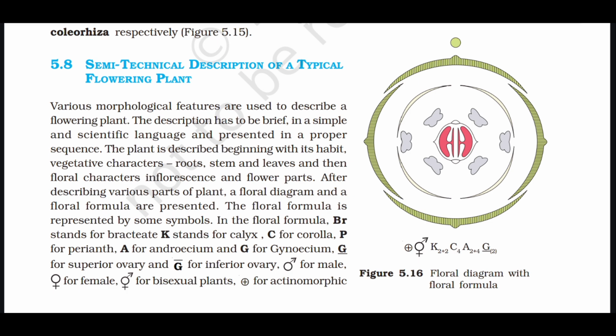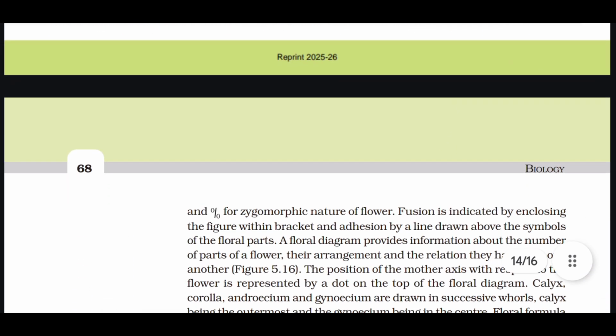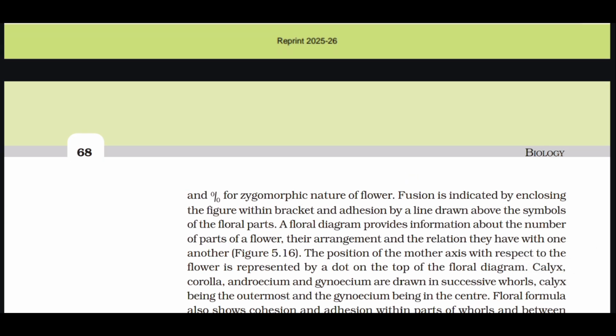The floral formula is represented by some symbols. In the floral formula, Br stands for bracteate, K stands for calyx, C for corolla, P for perianth, A for androecium, and G for gynoecium. G with a dash below it stands for superior ovary, and G with a dash above it for inferior ovary. There are symbols for male, female, and bisexual plants. A circle with a plus in it stands for actinomorphic, and a percentage symbol for the zygomorphic nature of the flower.